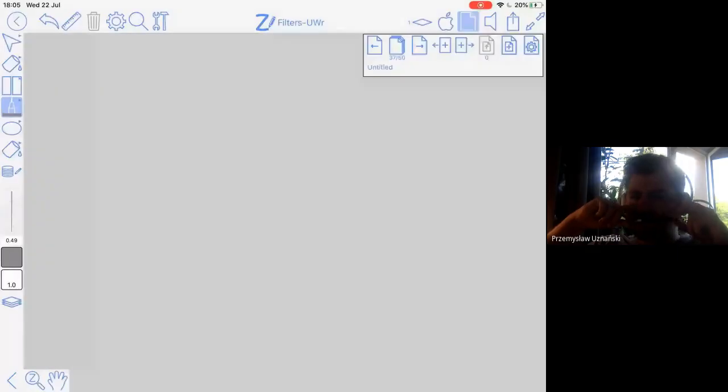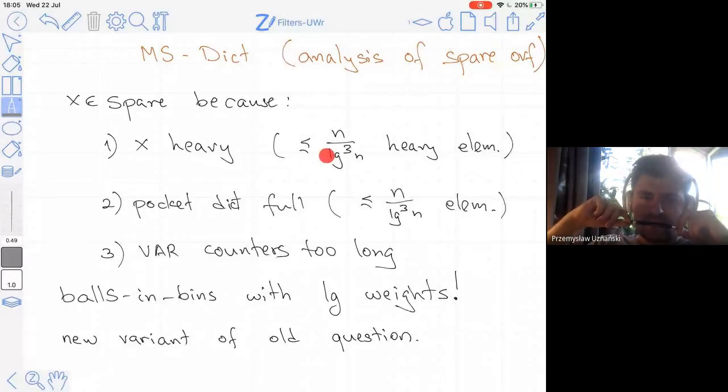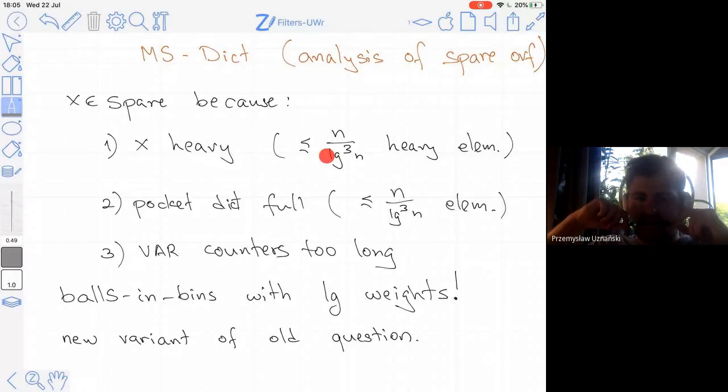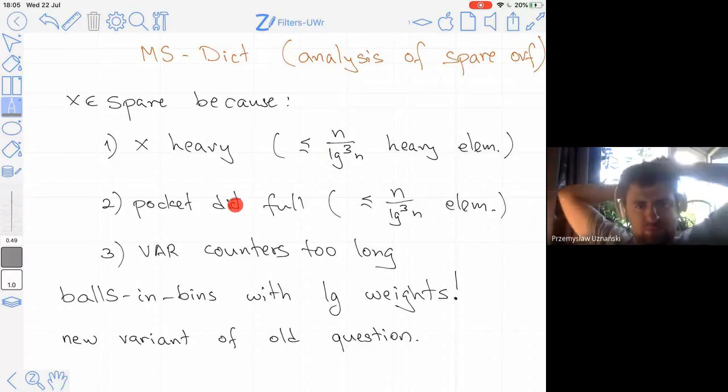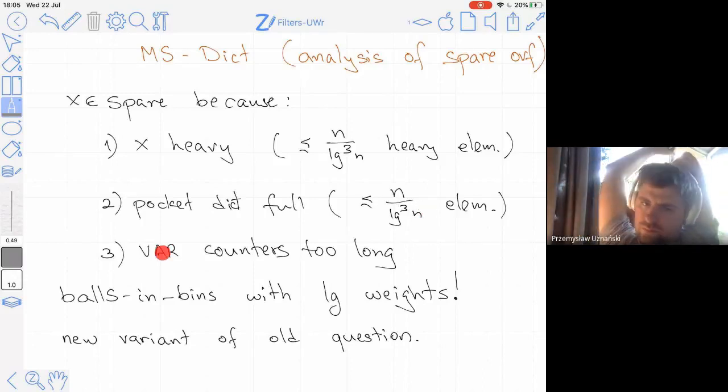Good. So now we have our analysis of the spare. We want to show that the spare does not overflow. We want to claim that the spare will have big O of n over log cube n elements. Well, you have three types of cases. The heavy fellows, or not too many heavy fellows. You have the fellows that overflow because the pocket dictionary is full. This is the same analysis as we had before. And you have an analysis for the variable counters becoming too long.